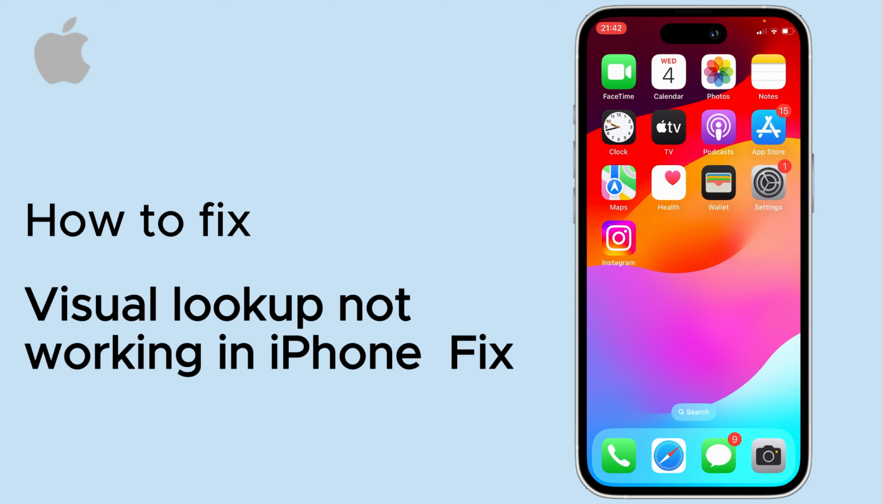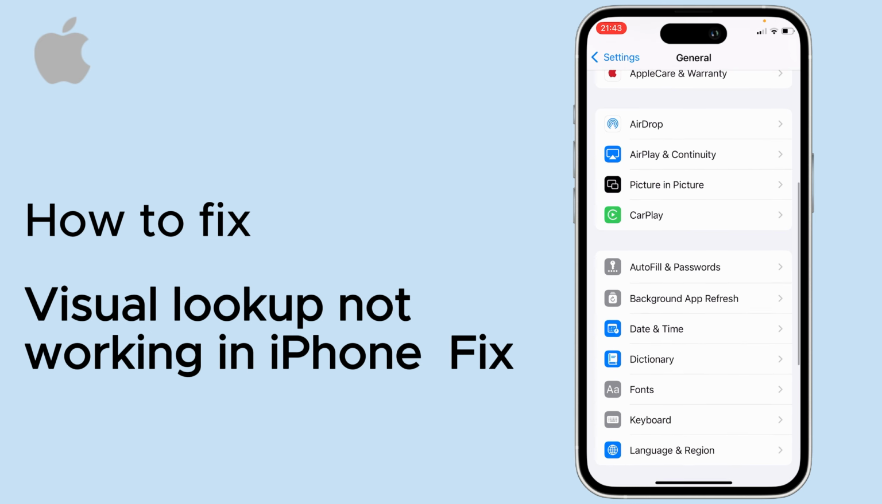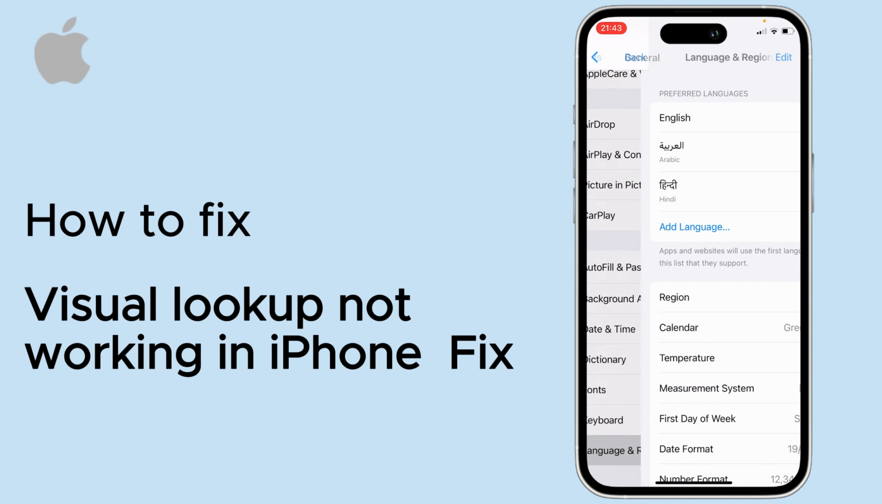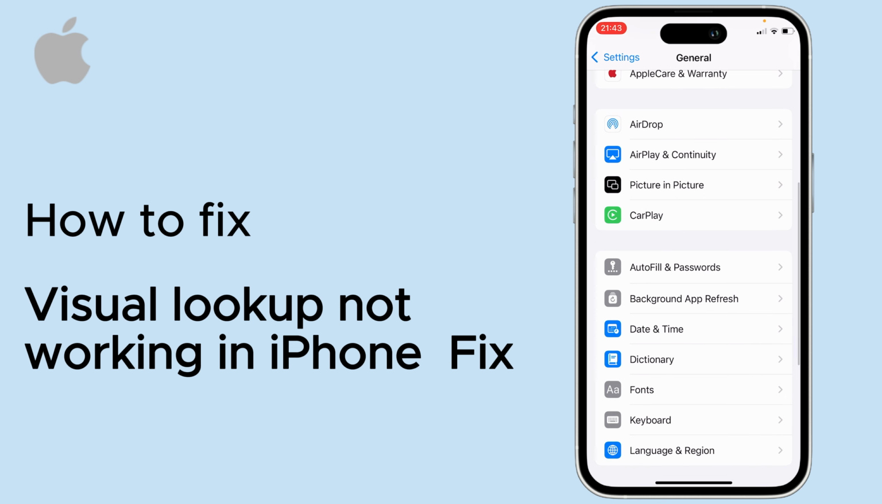Now check language settings. Visual lookup only works with certain languages. If your iPhone is not set to one of those supported languages, you need to add a compatible language. To do this, go to settings, go to general, then language and region, and add a language that supports visual lookup.